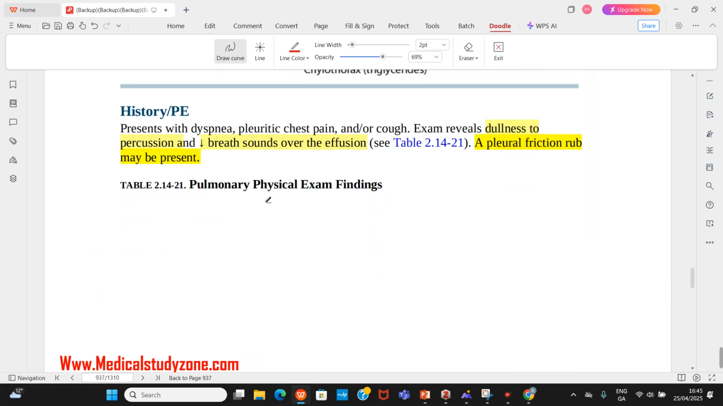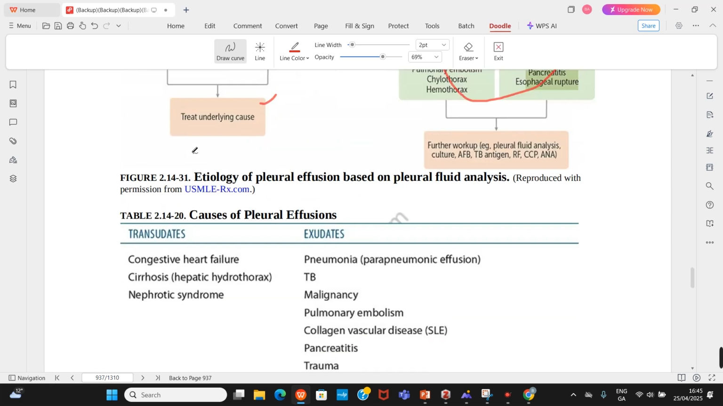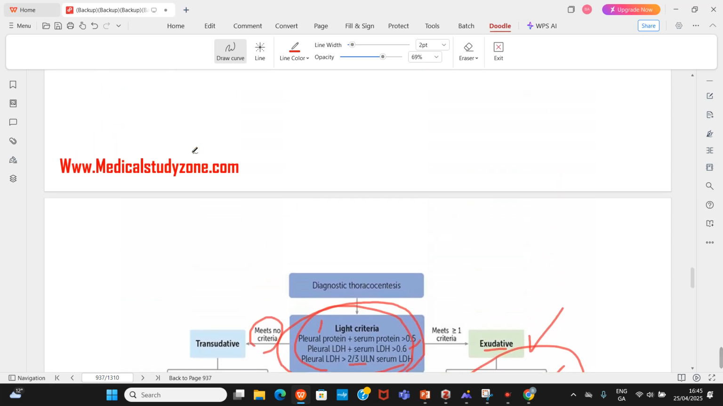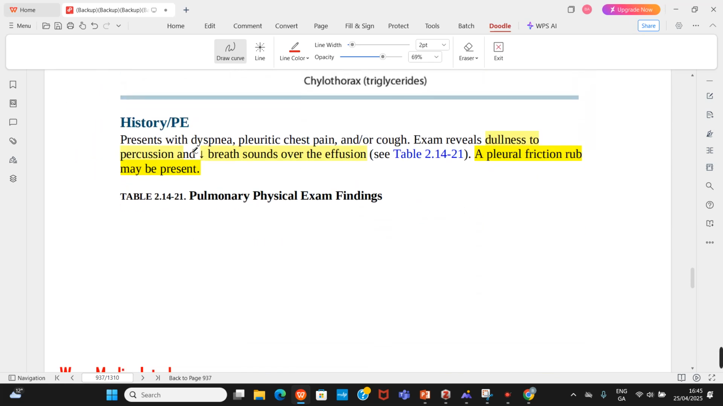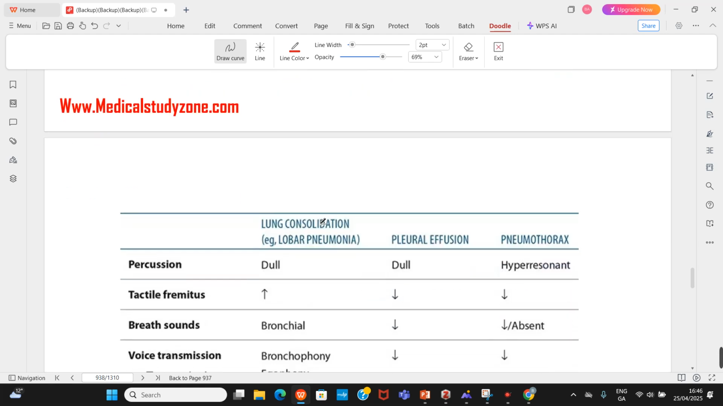So somebody comes to us and we want to say that this person has pleural effusion. What are we going to find? They're going to have difficulty in breathing. They're going to have pleuritic chest pain. They can have cough, depending on the cause. If we percuss that area, because of the fluid there, it's going to be dull. Breath sound is going to be reduced over that area. Pleural frictional rub might be present, depending on the etiology.